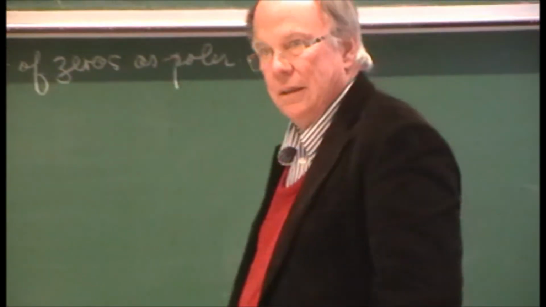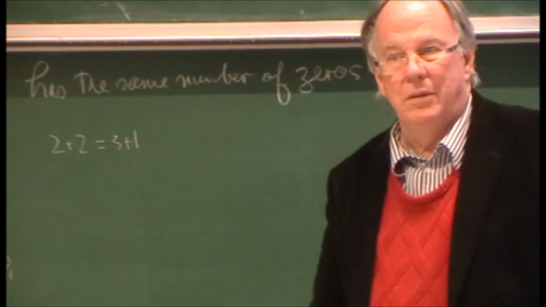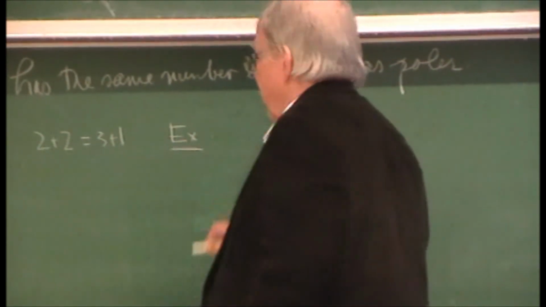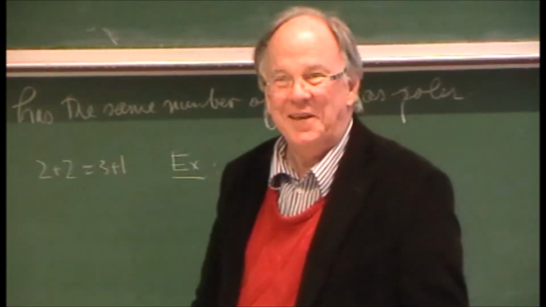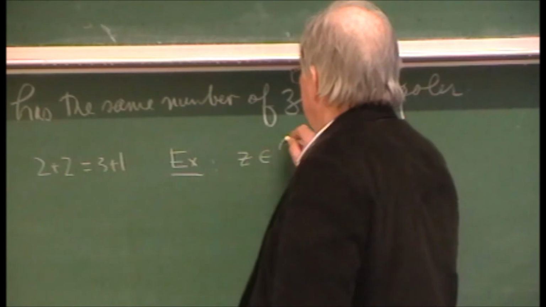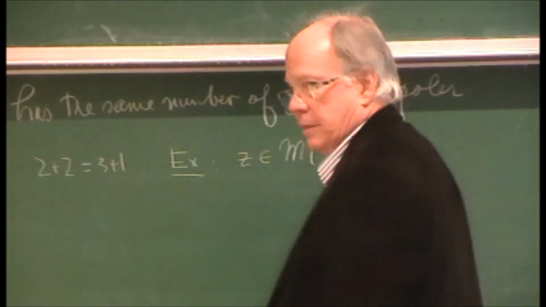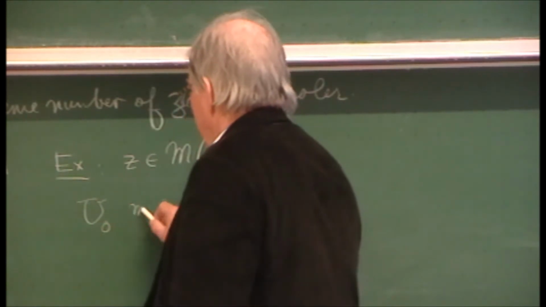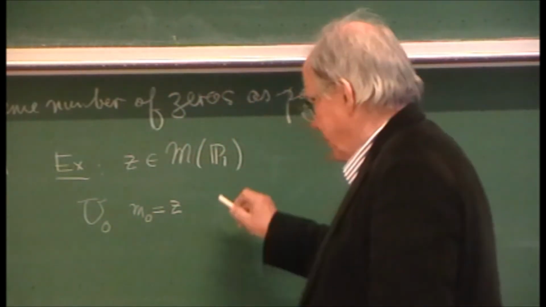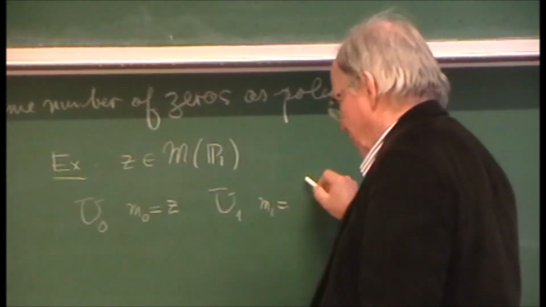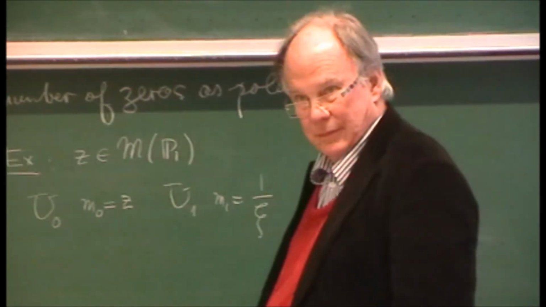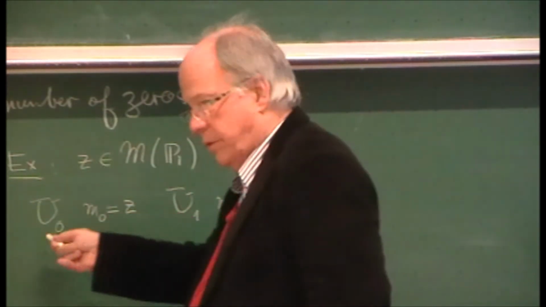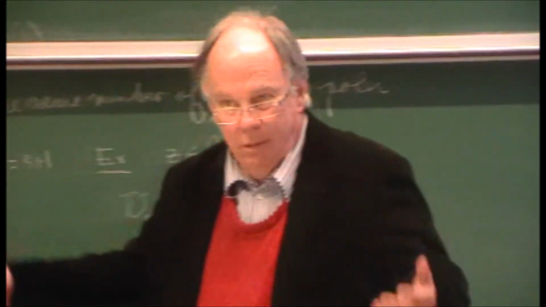Isn't 1 over z a meromorphic function on the Riemann sphere? Yes, so let's talk about Mihai's example. If you don't mind, I will take z. Just z is a meromorphic function on P1. Let's check. On U0, m0 equals z, and on U1, m1 equals 1 over zeta. On the overlap, z equals 1 over zeta, so it's globally defined. So this function z has a zero at the origin and a pole at infinity.